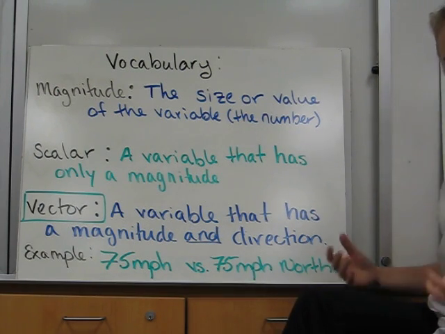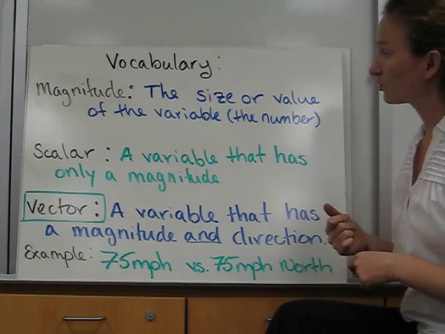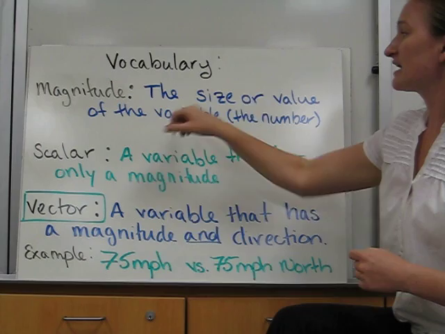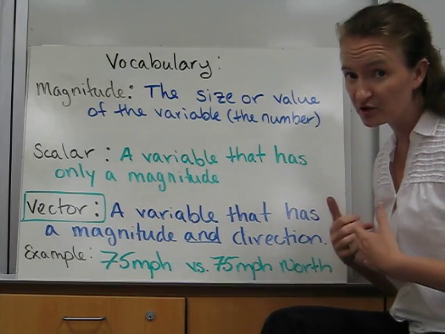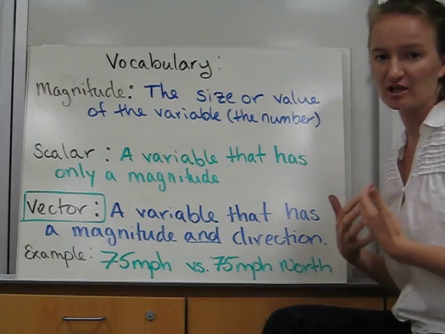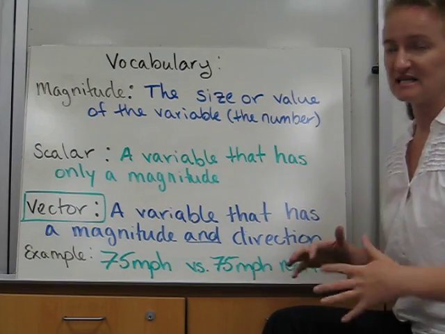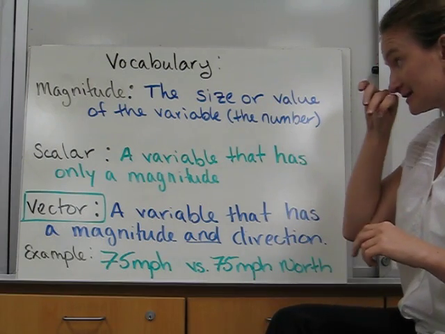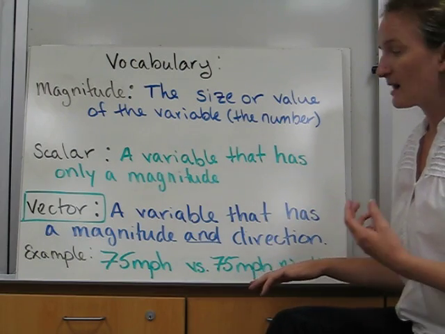Before we really get into the heart of the unit, let's get some vocabulary words out of the way. Our first vocabulary word is magnitude. This is the size or value of a variable. This is basically the number with the units, but it's basically how big that variable is. Is it 10 meters? Is it 45 feet? Is it 1,000 kilograms? It's the number, the size. That's the magnitude.